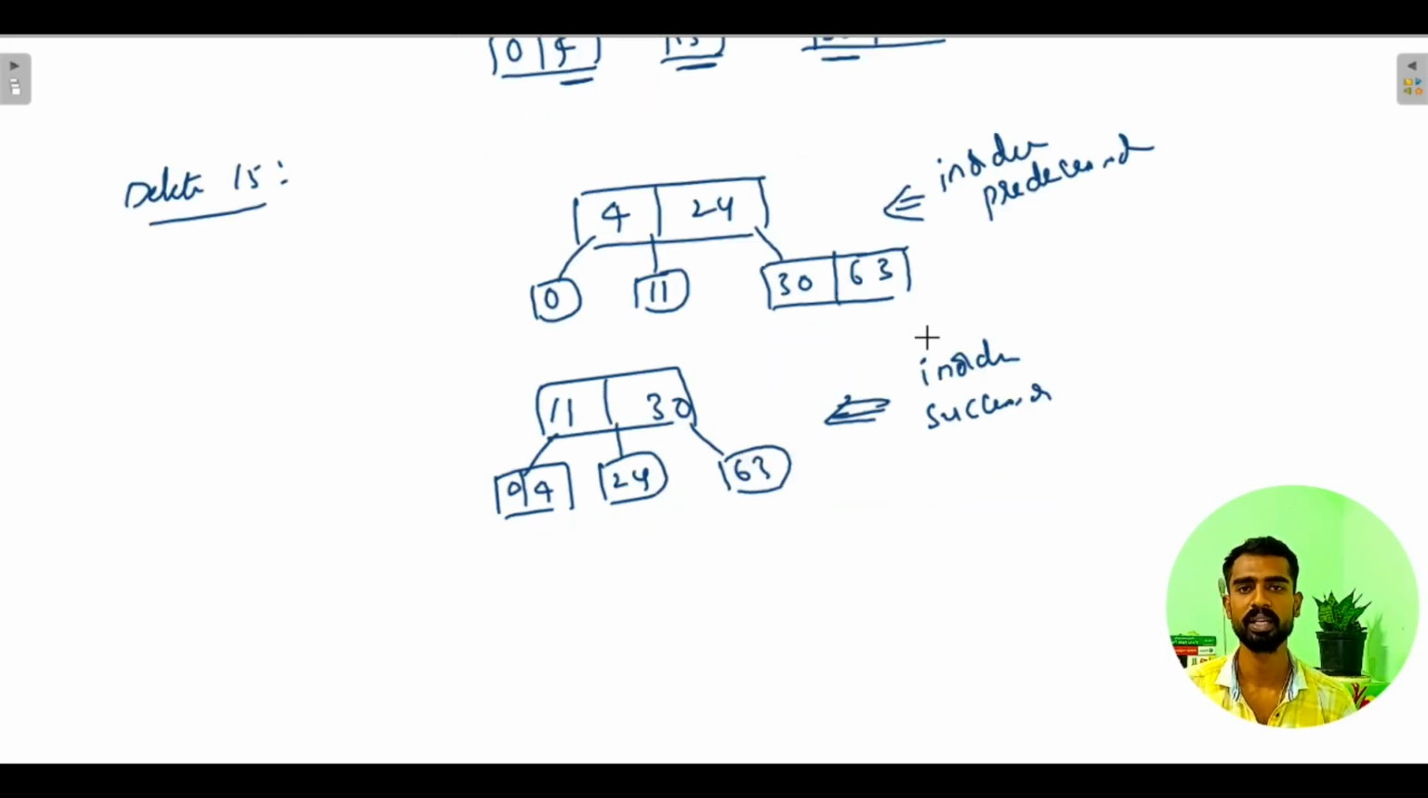I hope you have understood how the deletion operation works and how you can solve a B-tree deletion problem for the given tree and for the given list of numbers and for the given order M.